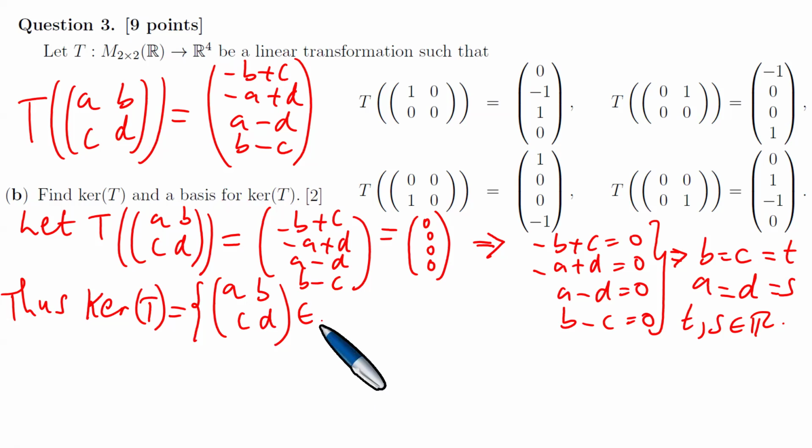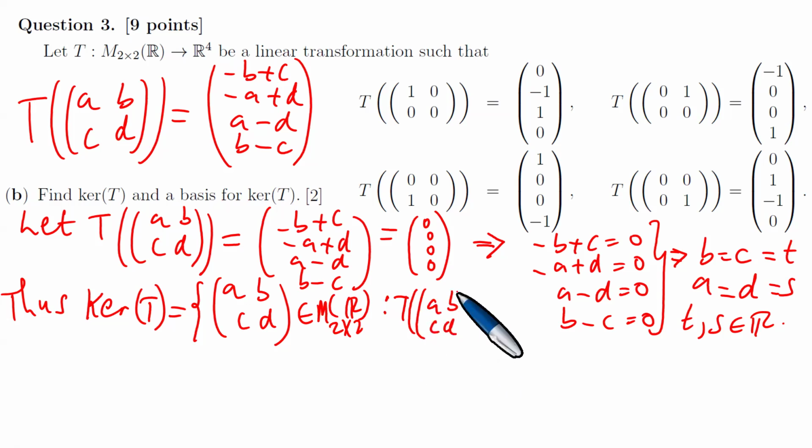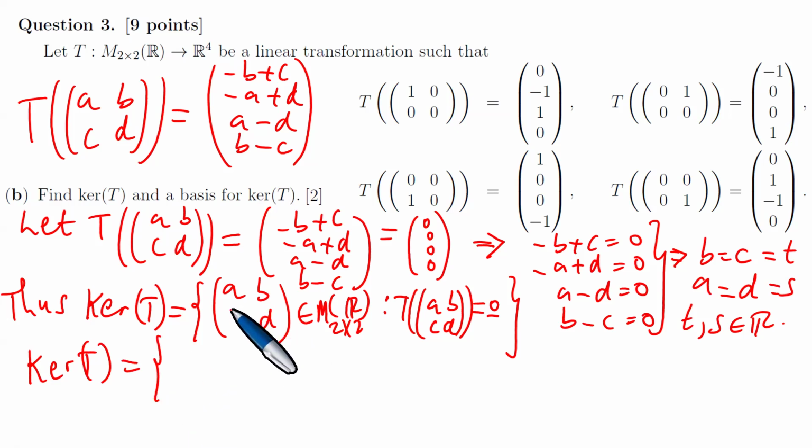So it contains the 2 by 2 matrices, elements of 2 by 2 in R, such that the image of A, B, C, D is the zero vector. Okay, so the kernel is defined like this. It contains the 2 by 2 matrices whose image is 0, which is exactly what we have mentioned here. This is sort of the null space. If you don't want to call it the kernel of T, we call it the null space of T.